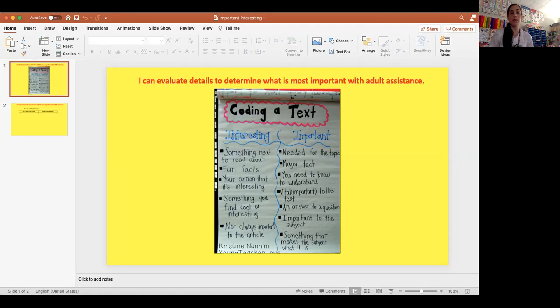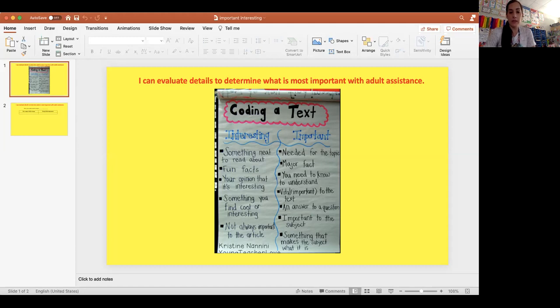Today we're just going to focus on determining if that's an interesting detail, maybe just a fun fact or something cool, or if it's important, we really need to know that it's a major fact. And it's going to help me answer some questions about what I'm wondering. We've studied this standard before. We've worked on it before. So today's kind of like a review day.